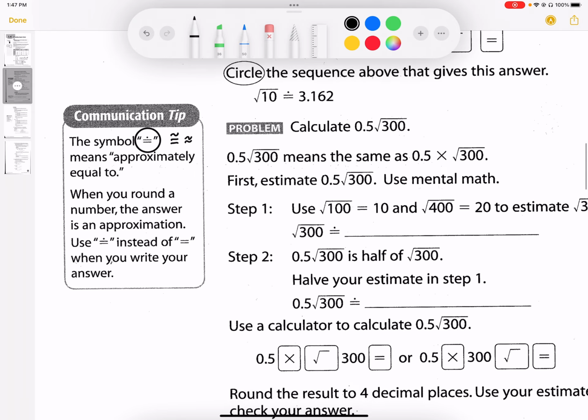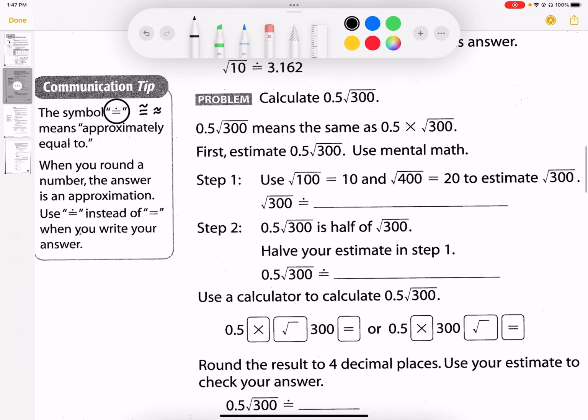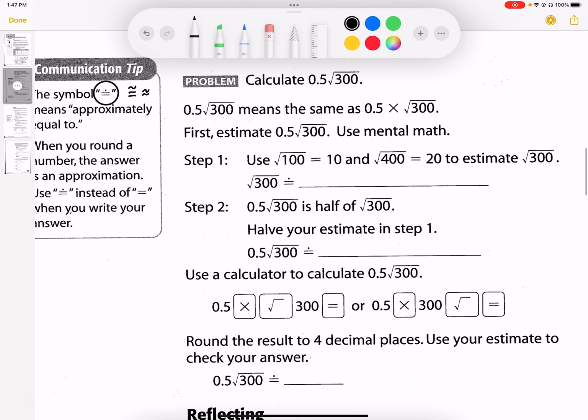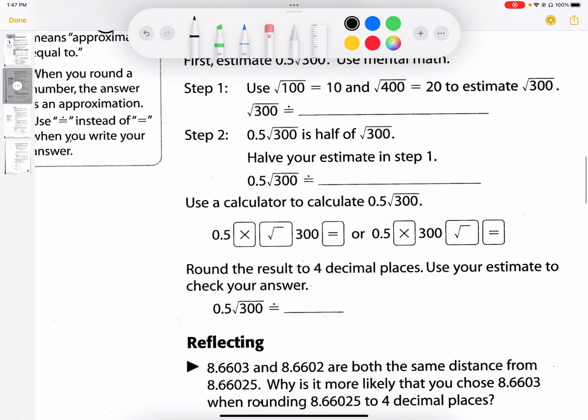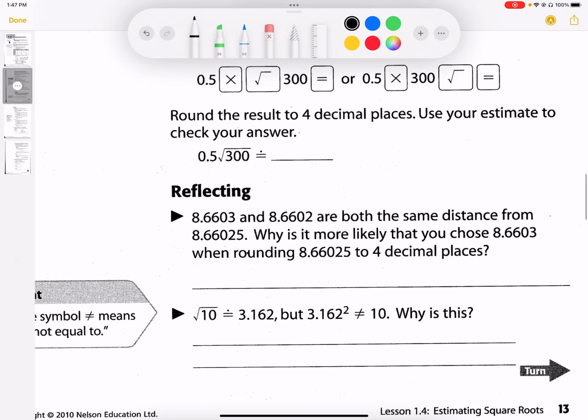So I want you to do some approximations. You can use the calculator and then round your answers. And then you want to do the reflection.